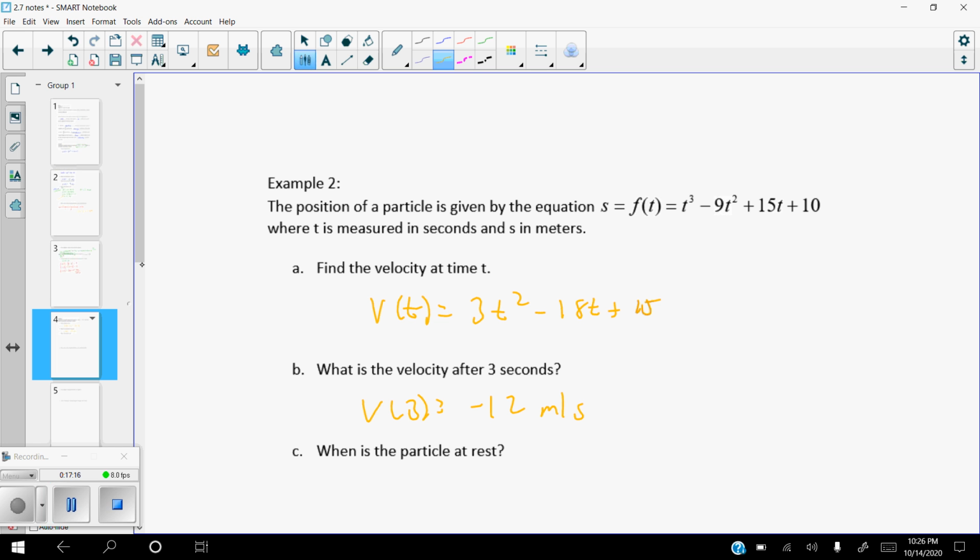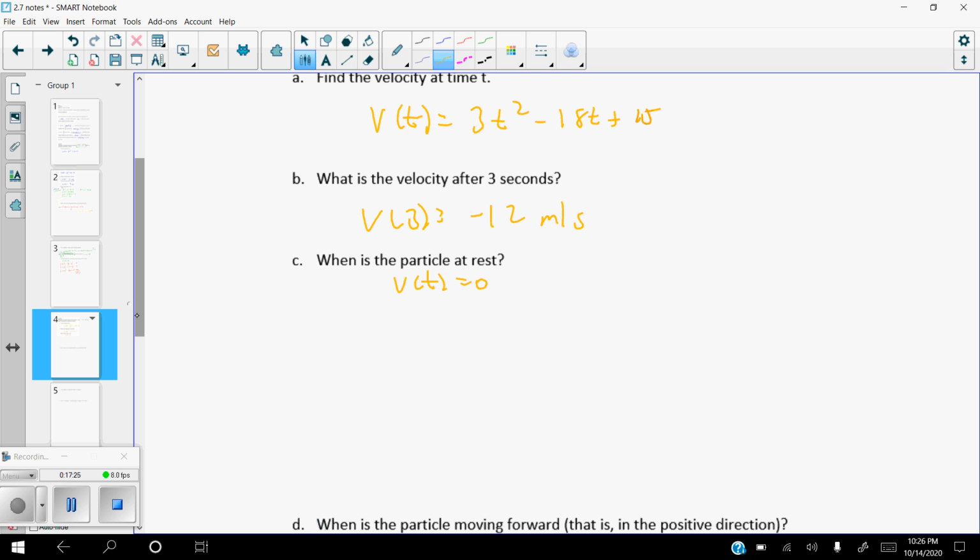When is the particle at rest? That's when the velocity is 0. So we'll write that down just because you never know. So when the velocity is 0, we're going to take 3t squared minus 18t plus 15 and set it equal to 0. Factor out a 3. And I'm pretty sure that this one also factors pretty easily. That should be t minus 5, t minus 1. So t is going to equal 5 or 1 seconds when the particle is at rest.